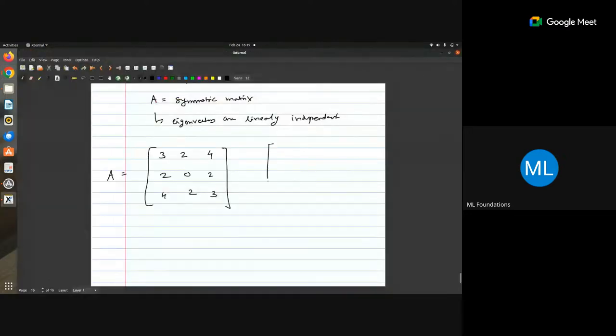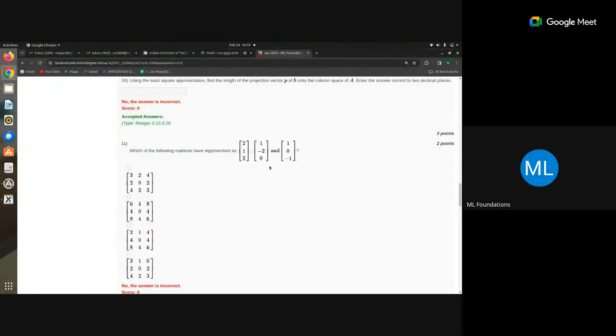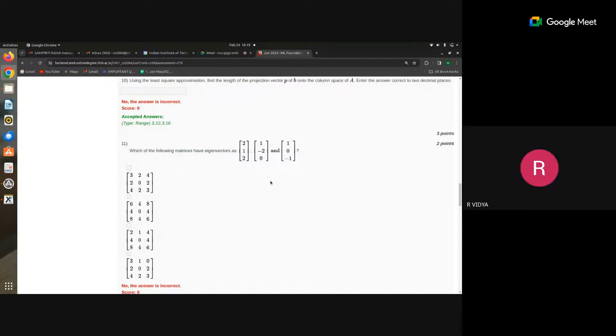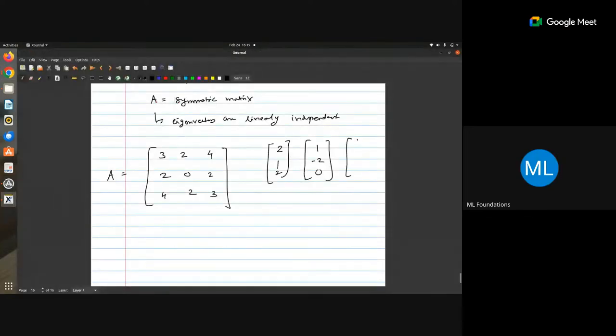Which are these eigenvectors? 2, 1, 2; 1, minus 2, 0; and 1, 0, minus 1. Okay. By looking at it, you can actually tell whether these are independent or not. So, independence means what? How do we find that these two vectors are independent?